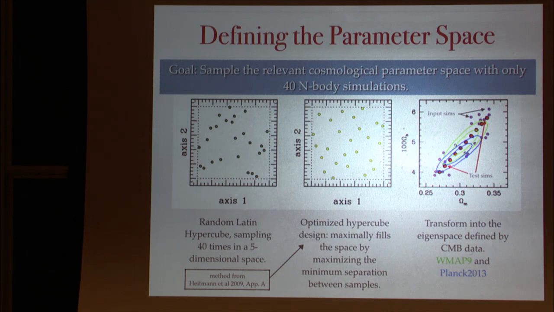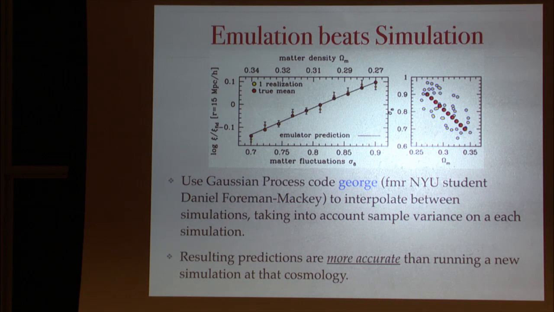So if we want to do emulation on BOSS data, BOSS is a big data set. It's like 7 gigaparsecs. Does that mean that I now need 7 gigaparsec simulations for each one of my cosmologies? Because that's a pretty tall order if you want really high resolution simulations. So one of the nifty things about emulation is that you get an upgrade based upon the fact that you understand the sample variance of your simulations.